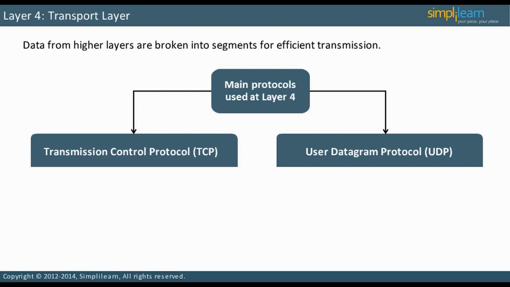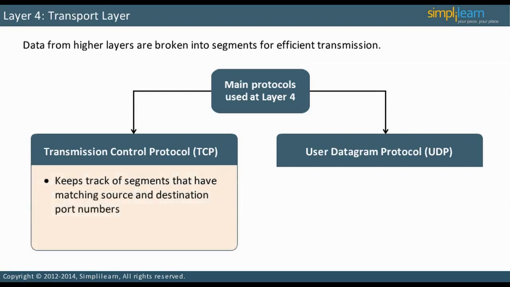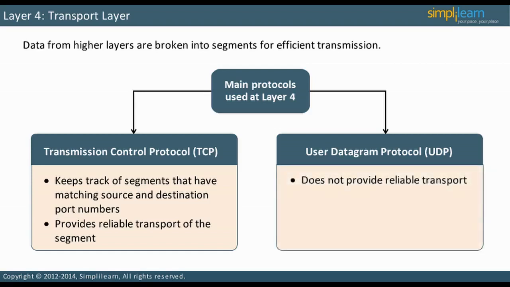Once a TCP session is established, it is maintained until the sender or receiver terminates the session, just like a telephone call. TCP keeps track of segments that have matching source and destination port numbers. TCP also provides reliable transport of the segment. If the source does not receive an acknowledgement that the segments have been received at the destination, the source retransmits the segments.